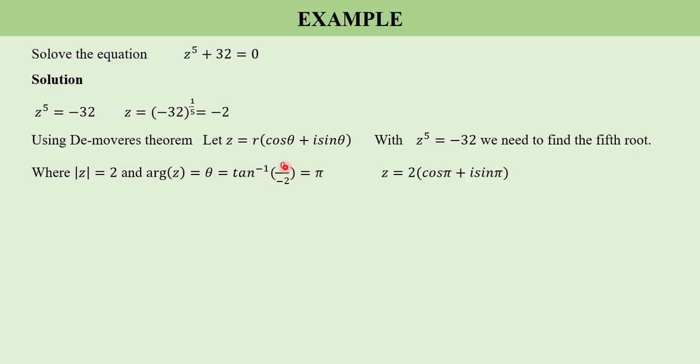inverse of 0 divided by -2. And when you place this one, we are going to get 0, which is the same as placing the tan of 180. So now the arg of z will be equal to pi. So if we substitute in this expression, we shall have z = 2(cos pi + i sin pi). So here we shall have expressed it in polar form.